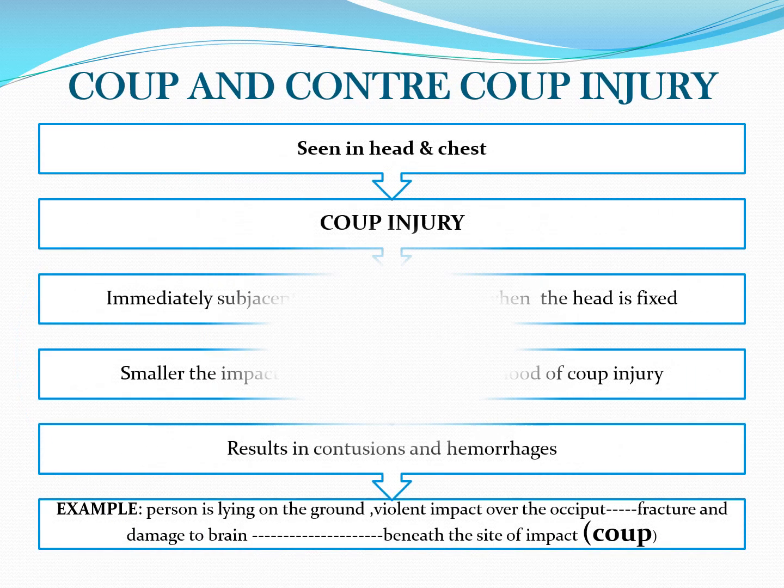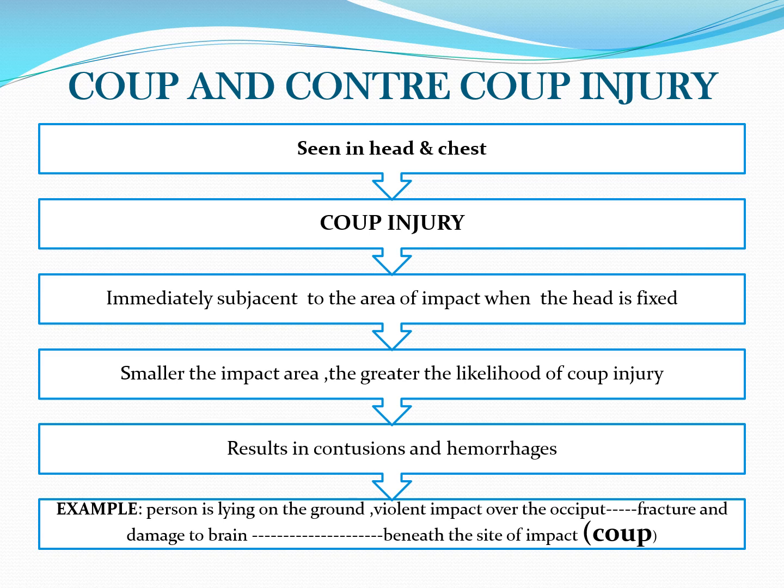Coup and contrecoup injury: this type of injury is seen in the head and chest. In case of coup injury, the injuries are immediately adjacent to the area of impact when the head is fixed. The principle of coup injury is that the smaller the area of impact, the greater the likelihood of coup injury. It results in contusion and hemorrhages at the site of impact. For example, if a person is lying on the ground, an impact over the occiput will cause fracture and damage to the brain beneath the site of impact. This is the coup injury.